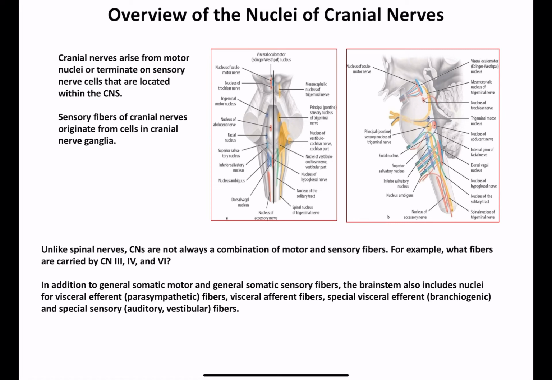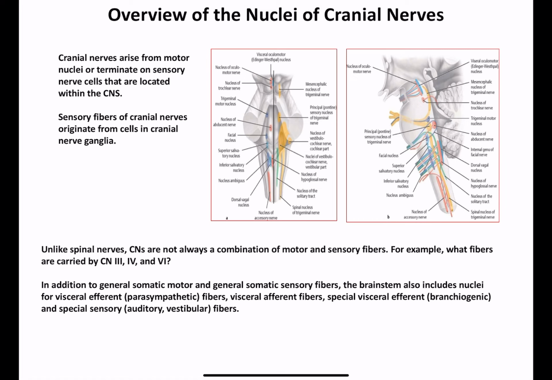What happens is these cranial nerve nuclei can come from the motor or the sensory part, right? But unlike spinal nerves, CNs are not always a combination of motor and sensory fibers. What else did we say about them? Remember? They are not just giving motor output, or just collecting sensory, but there were 4 of them doing some additional function.